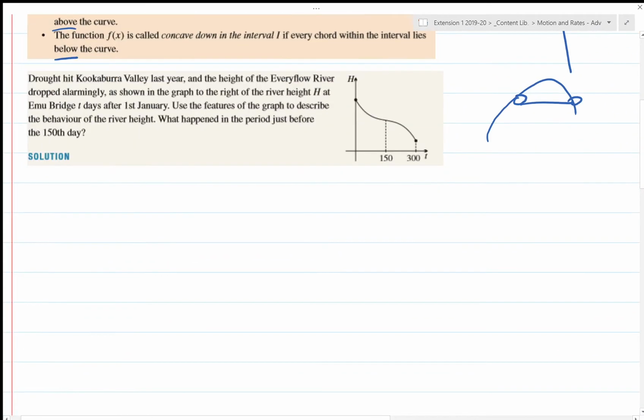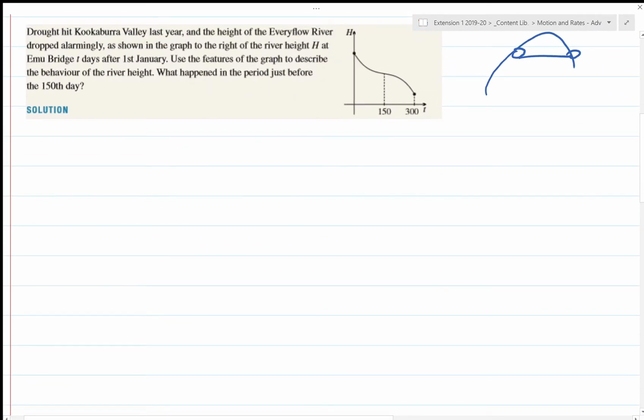Okay, the question about Kookaburra Valley. It says use the graph to describe the behavior of the river height. Well, the river height was going down, obviously. And it says what happened just about here. Well, my guess would be rain, probably, right? Because the rate of decrease has flattened out. So it was decreasing and it started to rain, so it flattened out.